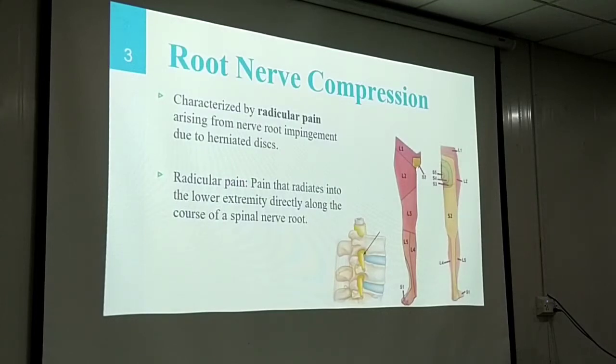Root nerve compression is characterized by radicular pain arising from nerve root engagement due to herniated disc. Radicular pain then radiates into the lower extremity directly along the course of the spinal nerve root. These are the dermatomes of neurological presentation: L1, L2, medial thigh and mid-thigh; L3, L4, anterior compartment of the leg through the foot; L4, the medial compartment of the leg and the heel; S1, the lateral compartment of the foot and posterior leg and the posterior thigh.